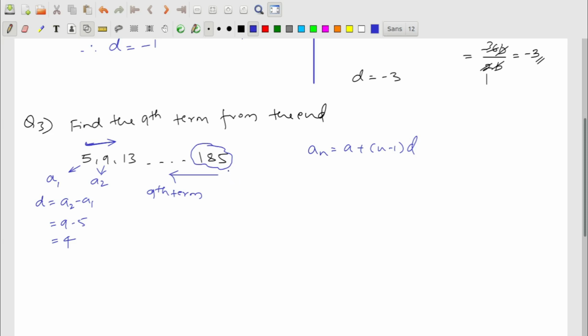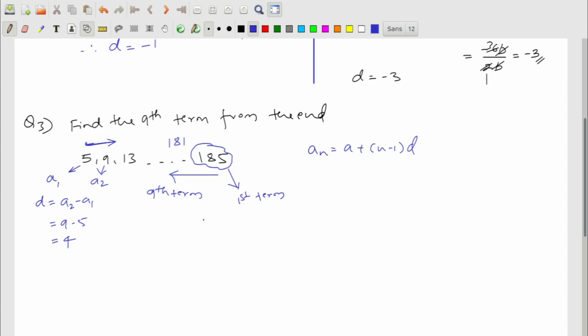So here you need to take this 185 as the first term, right? Now we know the common difference here is 4. So if 185 is the last term, then definitely the previous term will be 185 minus 4, that is 181. Here 5 and 9, the common difference is 4. Then 181, 185, the common difference is 4 here also, right? Now we need the ninth term from here.